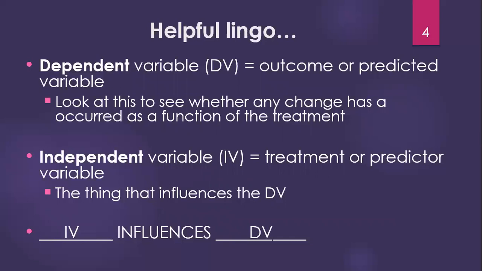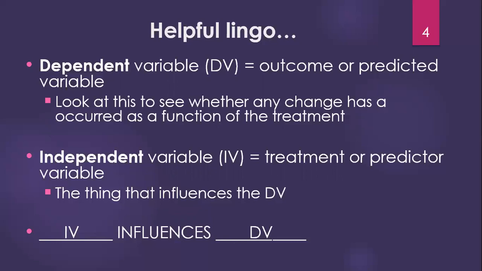The dependent variable is the thing that we're trying to see if it changes as a result of the independent variable. So the dependent variable, or the DV, is oftentimes also called the outcome or the predicted variable. We're looking at whether or not we see any change in this as a result of, or due to, the independent variable. The independent variable then is the thing that we think is influencing the dependent variable, that's causing the change in the dependent variable.